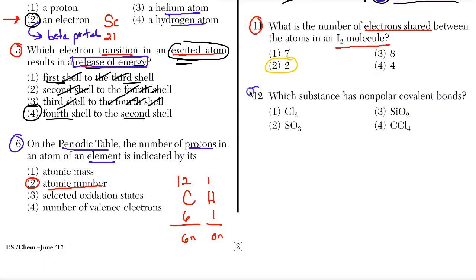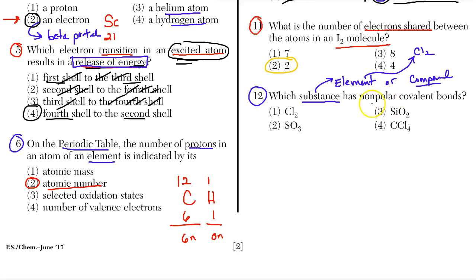Okay, number 12. Which substance? Now, a substance is either going to be an element or a compound. Now, in this course, an element could be something diatomic, like in this case, Cl2. Compounds have two or more different atoms. Elements are bonded to the same atoms, okay? So this would be the element, and 2, 3, and 4, those choices are compounds. You should know what a substance is.